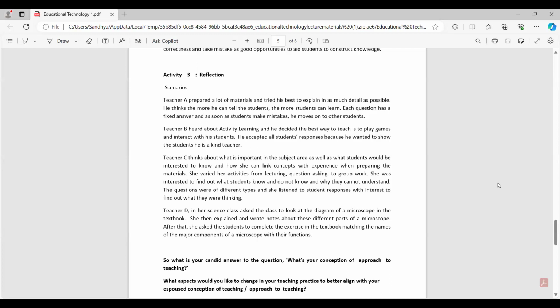Can you think of another one? The third one is the content to be taught.